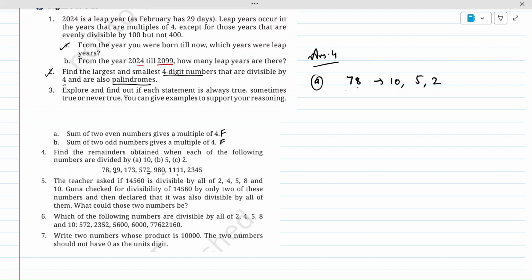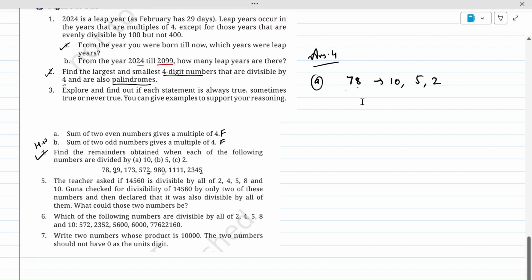Then we have 1111. Here it will not be completely divisible by any of these numbers. And finally 2345, since we have 5 at the end, it will be completely divisible by 5 but not by 2 and 10. But about the remainders, kids, this is homework for you.